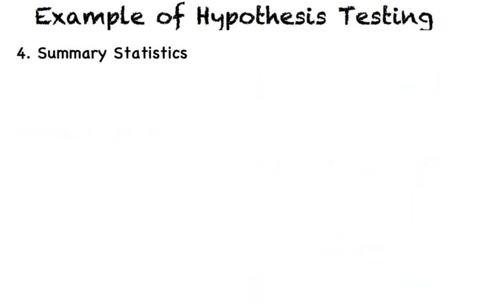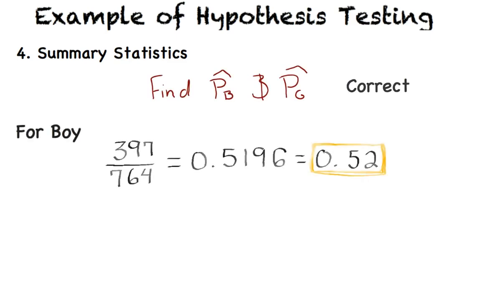Now let's do some summary statistics. What statistics do you think we should find? We should find the p-hat, the sample proportion, of boys and girls. Right now, we have ratios. Correct, and we will do 397 divided by 764 for boys.